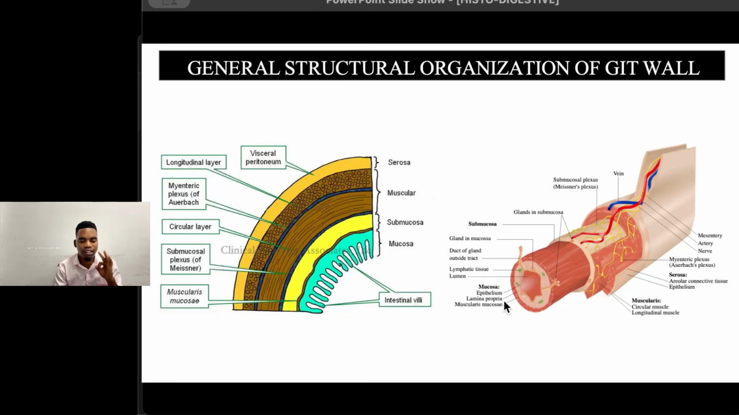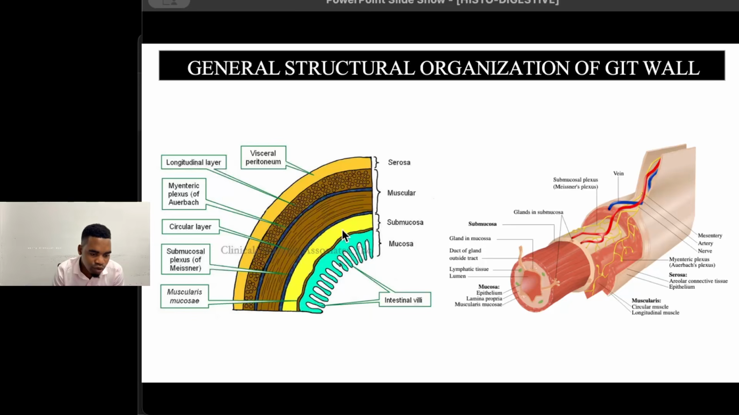Now, the innermost covering, the mucosa, has three important components. The first one is called the epithelium, followed by the lamina propria and the muscularis mucosa. The mucosa is the one accounting for regional variations of the structures of the gastrointestinal tract. Whenever you have differences, they are mainly accounted for by the mucosa, which is the innermost layer.